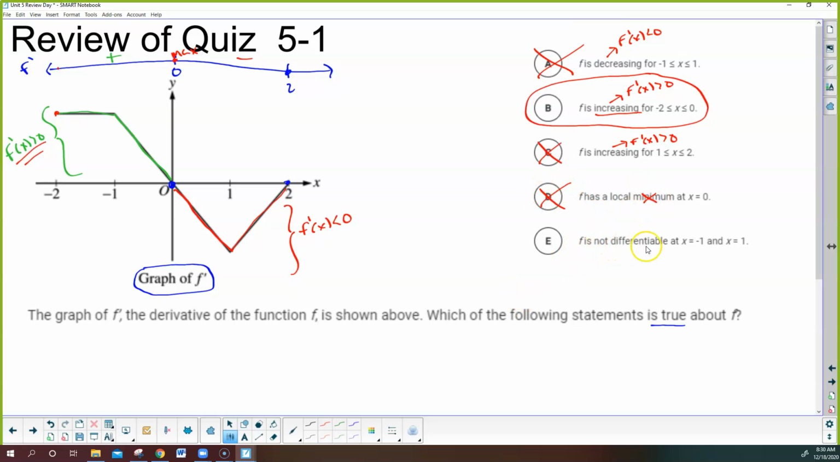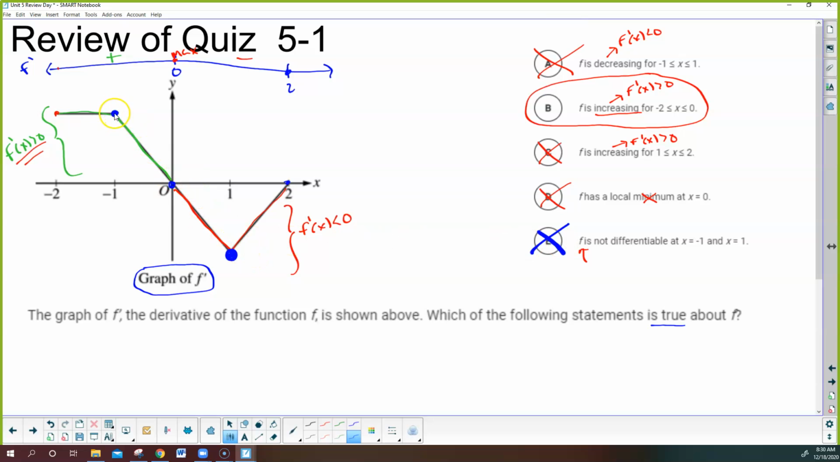And then f is not differentiable at -1 and 1. Well, notice this is saying the original function is not differentiable. That's not true because the derivative exists, right? That's a filled-in circle. If it was a non-filled-in circle, an open circle, then the derivative wouldn't exist. Remember, this is the graph of the derivative, but they're both filled in. So f is differentiable at those spots.